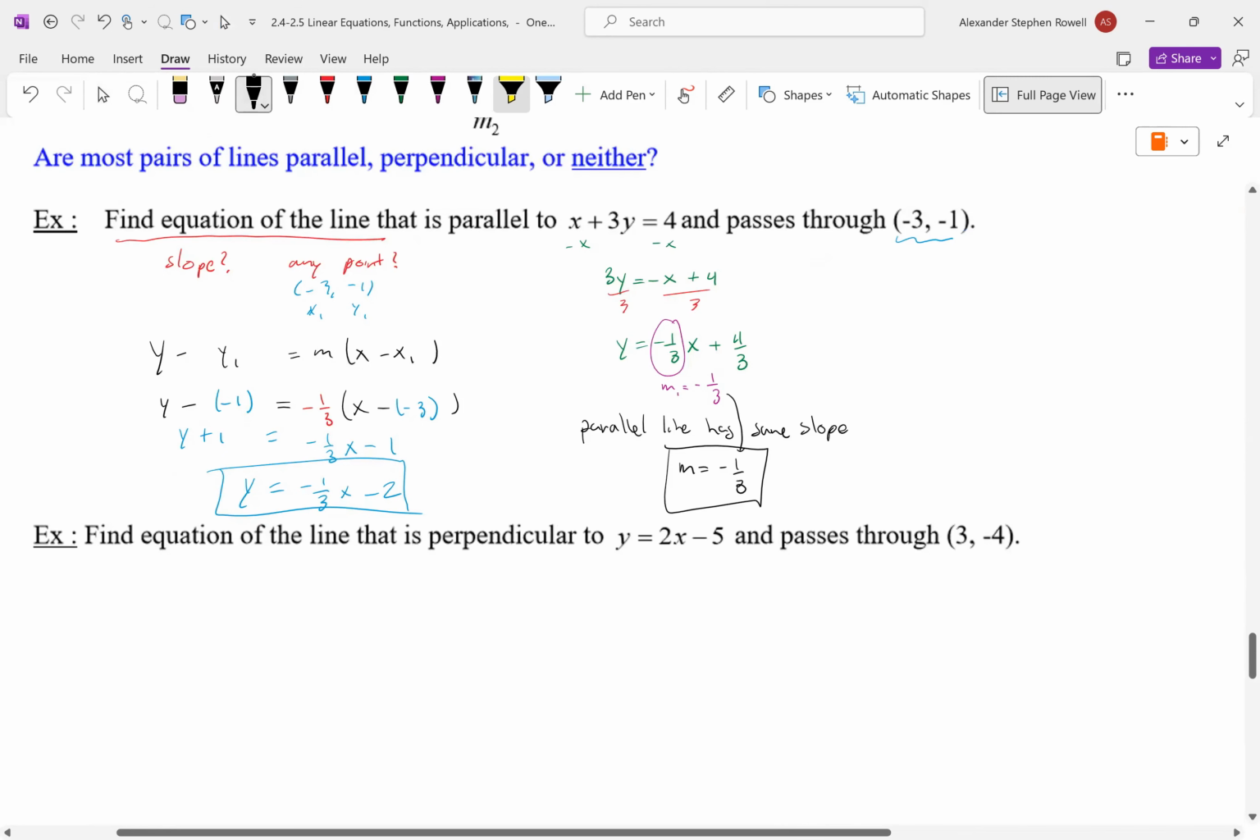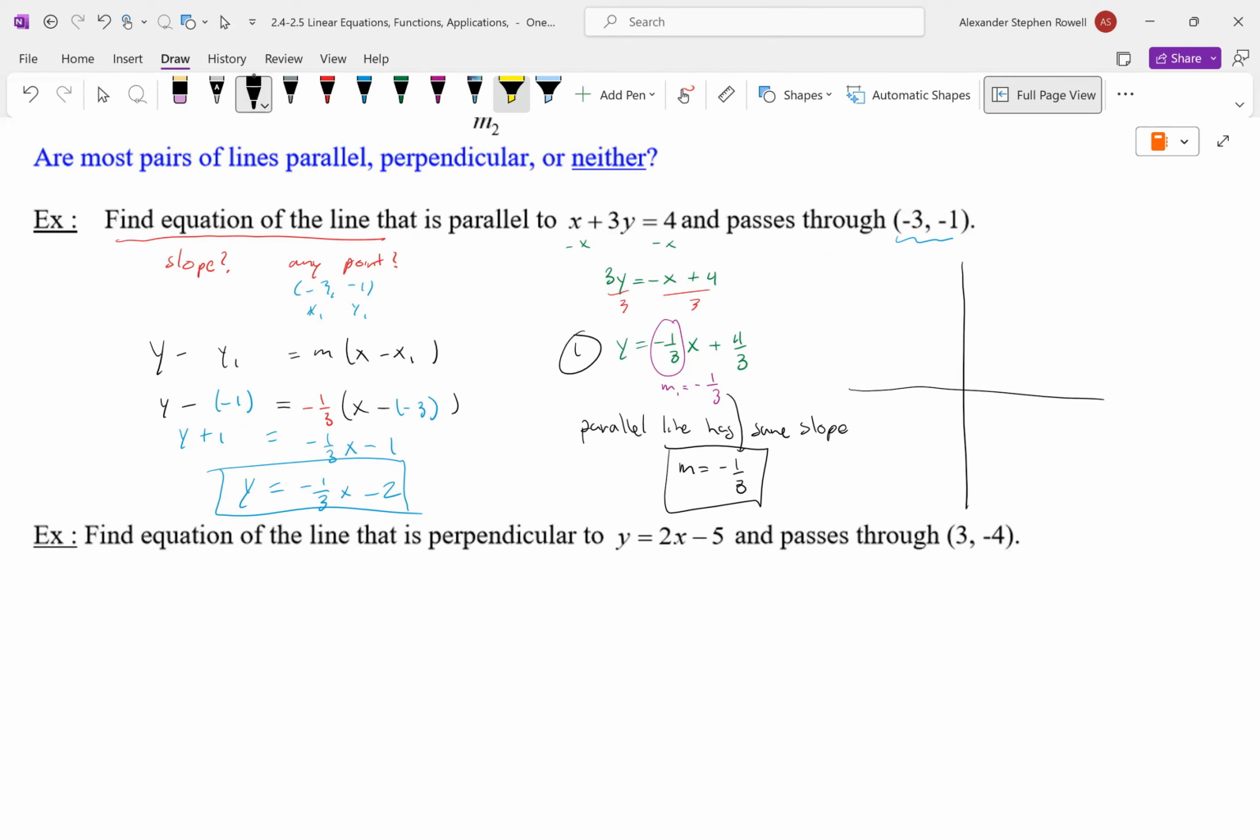So let me draw what we just did here. Okay, this first line, y equals -1/3 x plus 4/3. It has a y-intercept of 4/3 and a slope of -1 over 3.